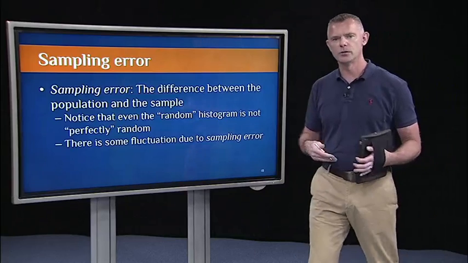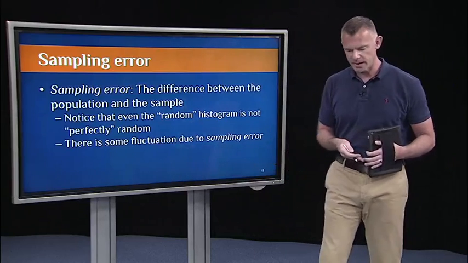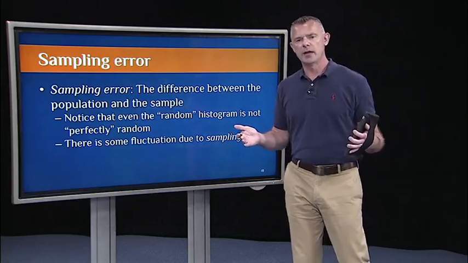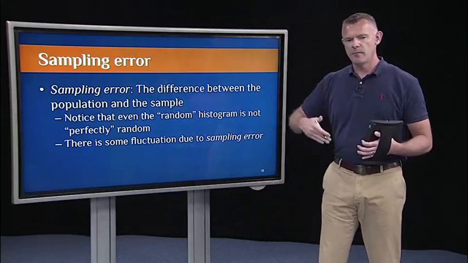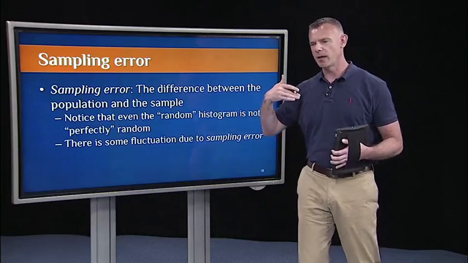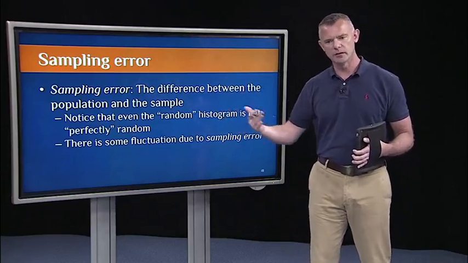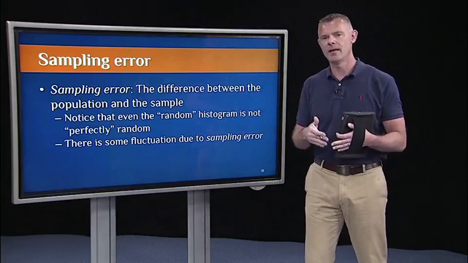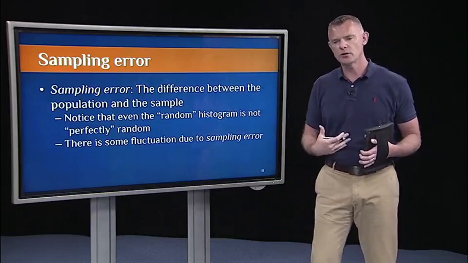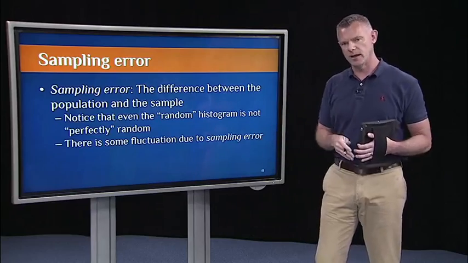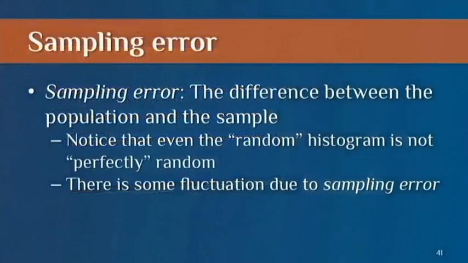Now let's apply that to sampling. Remember, sampling is the idea that we want to do research that makes generalizations or tests hypotheses about a large population, but typically we can't get our hands on everyone in the population, so we try to get a random and representative sample. Of course, we can't get the entire population, so we're always going to be dealing with this issue of sampling error. And sampling error, defined, is simply the difference between the population and the sample.